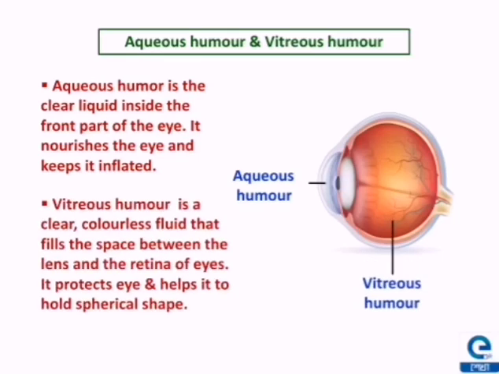Next comes the vitreous humour. Vitreous humour is a clear, colourless fluid that fills the space between the lens and the retina of the eyes. It covers the posterior chamber of the eye. It protects the eye and helps it to hold its spherical shape. Aqueous humour and vitreous humour form the refractive media of the eyeball.